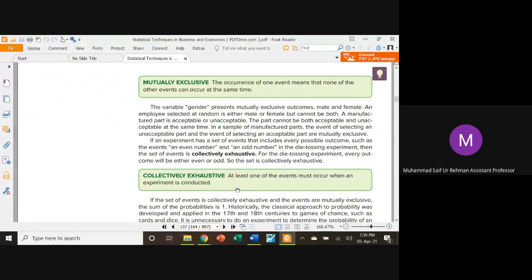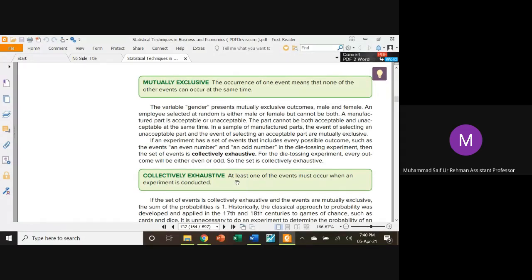Collectively exhaustive: at least one of the events must occur when an experiment is conducted. As in the case of a coin, head and tail are mutually exclusive. If one is going to occur, none of the other will occur. If head has occurred, the tail will not occur at the same time. And what we mean by collectively exhaustive is that if you are going to toss a coin, there will be an outcome, and it is a must. There will be some result in the form of head or tail. It is not possible that neither head nor tail is there at the same time. At least one will occur.